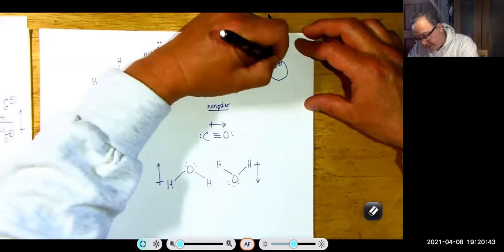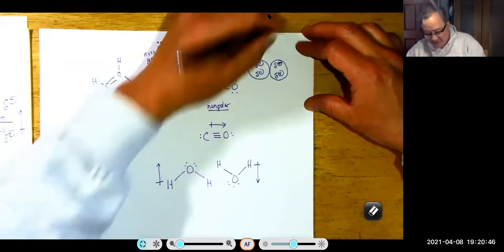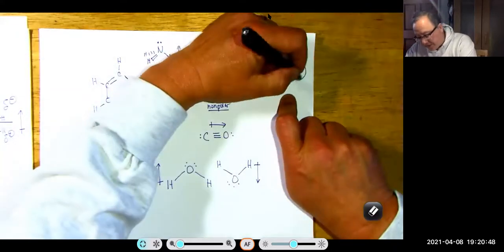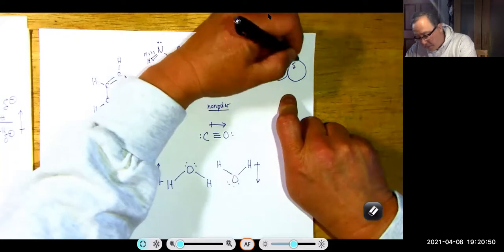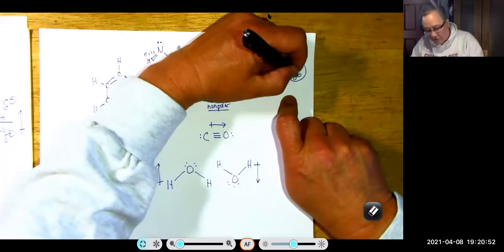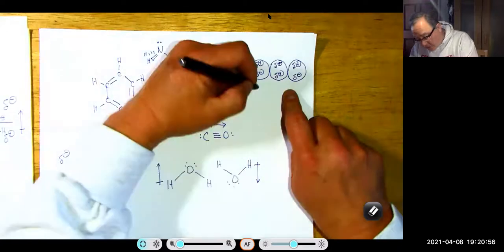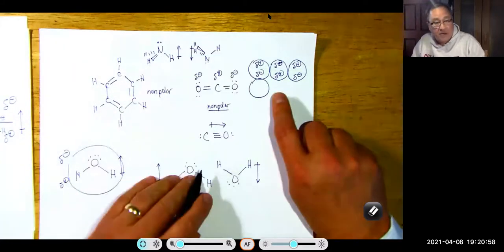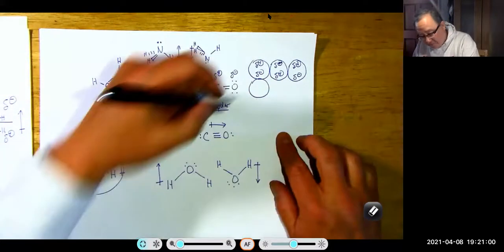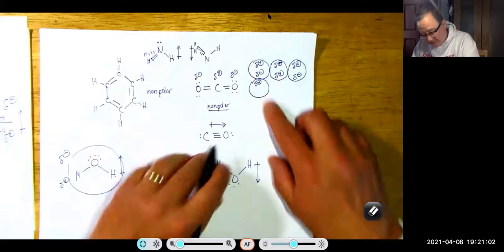Whoops, slightly negative, slightly positive. And then another one here would be slightly positive, slightly negative. So they alternate, right? And if I drew another molecule here, what would I draw for the top part? Slightly positive, because opposites attract.